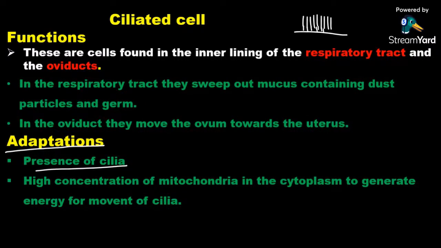So which means these cilia need energy so that they can perform the function effectively. One of the adaptations is that they have a high concentration of mitochondria in the cytoplasm to generate energy for the movement of cilia. So that is very important. And this is what we can discuss on ciliated cells.